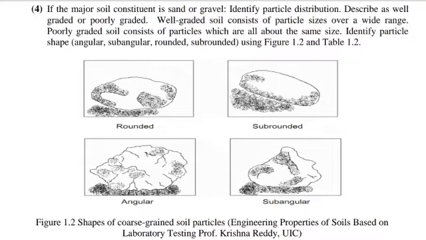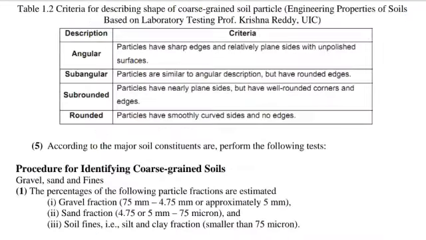Describe as well graded or poorly graded. Well graded soil consists of particle sizes over a wide range. Poorly graded soil consists of particles which are all about the same size. Identify particle shape: angular, subangular, rounded, subrounded, using Figure 1.2 and Table 1.2. Figure 1.2 shows you shapes of coarse-grained soil particles.